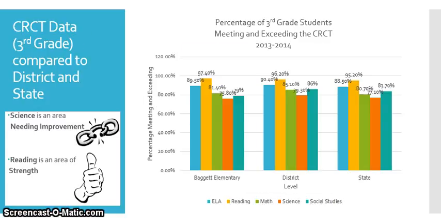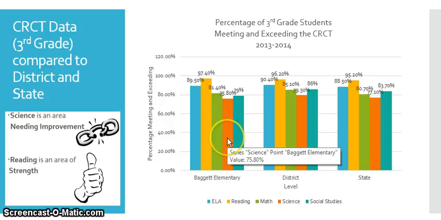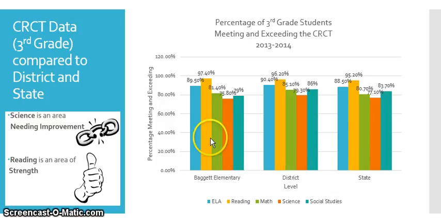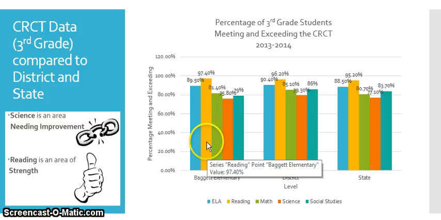Following the trends of the district as well as the state, the 3rd grade students at Baggett Elementary showed that science is their greatest need of improvement area. Science is shown here in the orange for year 3, that's 2013 to 2014, and we scored 75% meeting or exceeding in science. That is similar to the district and state, but overall it is our lowest content. And in line with all 3rd to 5th grade scores, reading is an area of strength for our 3rd grade students at 97% meeting or exceeding.